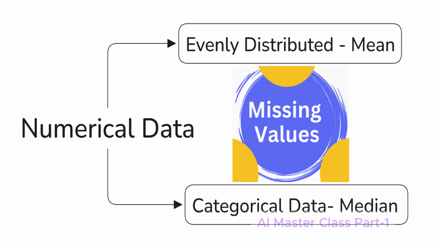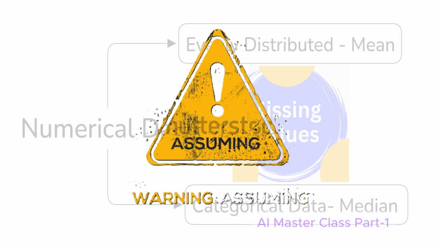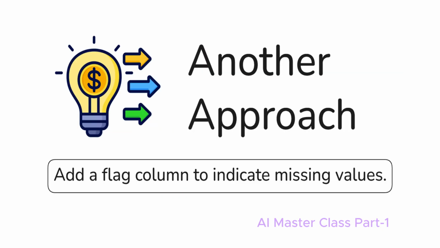But here is something important to understand. When we are filling the missing values, we are making an assumption. We are saying that the missing value is similar to the average or the most common case. This is not always correct, and if we are not careful, it can introduce bias in the model as well. So there is another approach where we create a separate category or indicator for missing values. For example, instead of filling, we can add a flag column that tells whether the value was missing. This sometimes helps the model understand that missingness itself carries some information.